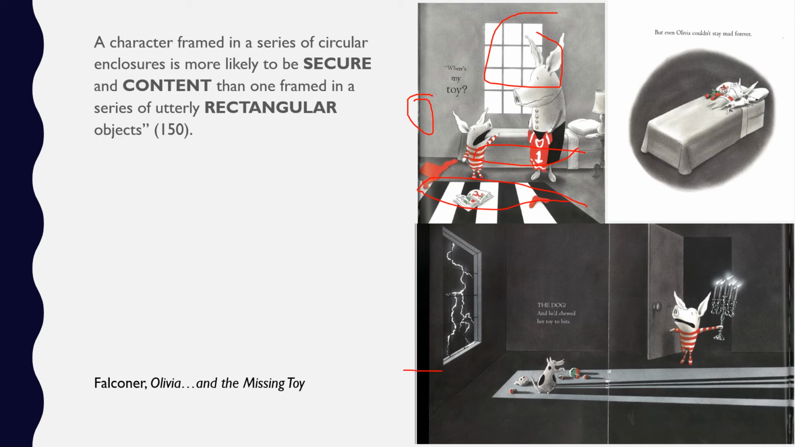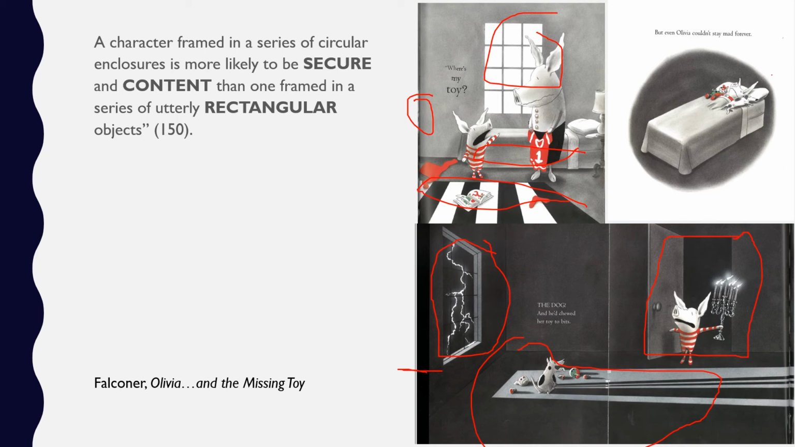Then if we go down here to a moment where we have our climax and Olivia has found out that her dog is chewing on her toy and has ripped it up, we have again this rectangular window, and then we also have the window shadow casting over the dog, and then we have this rectangular door as well. So not so content and secure is Olivia in this moment.